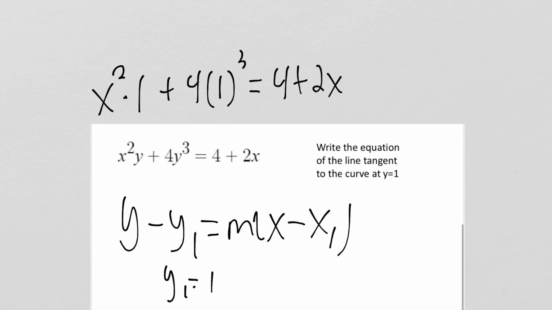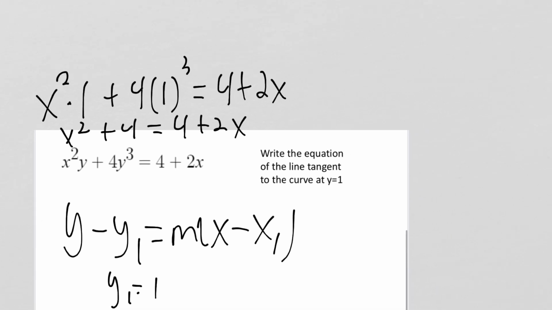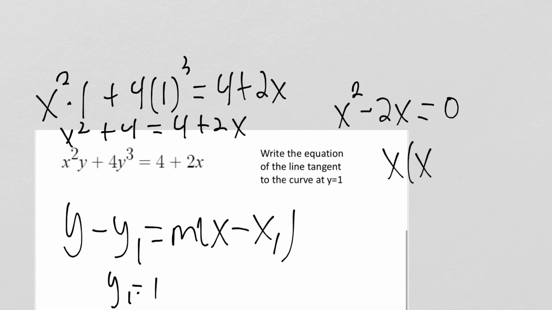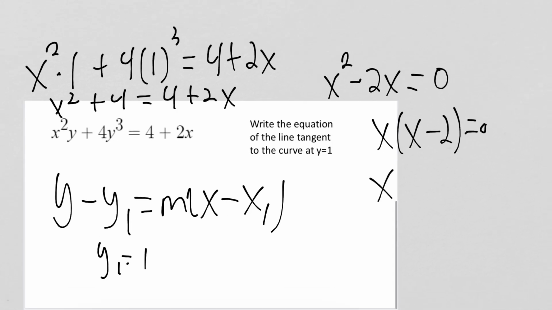So this is x squared plus 4 equals 4 plus 2x. So how am I going to solve for x? Well, let's subtract everything over to the other side. So what's 4 minus 4? Well, that's just 0. So I have x squared plus 4 minus 4 is 0. And then we're going to subtract that 2x over. And now on this side we just have 0. So then we have x times x minus 2 equals 0. And this is going to happen when x equals 0 or when x equals 2.